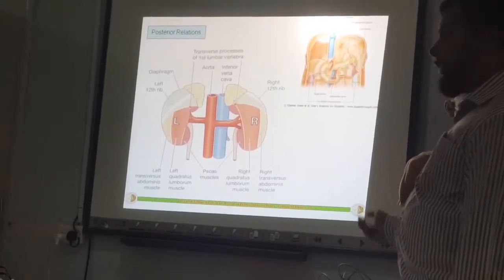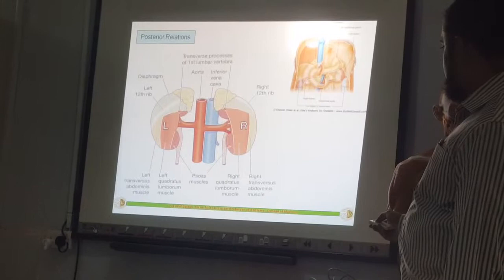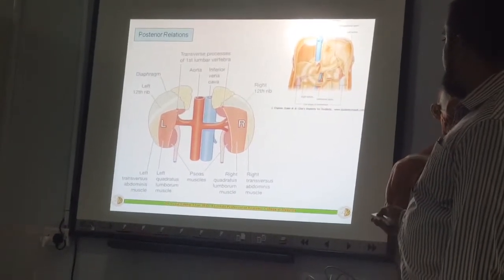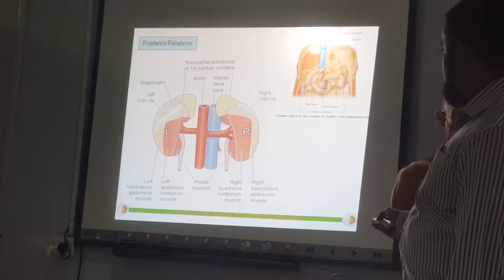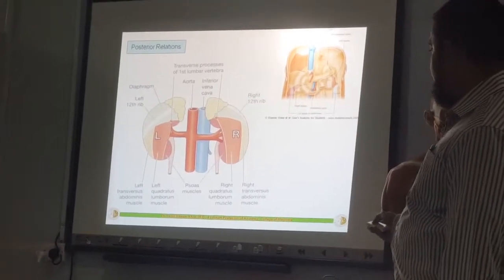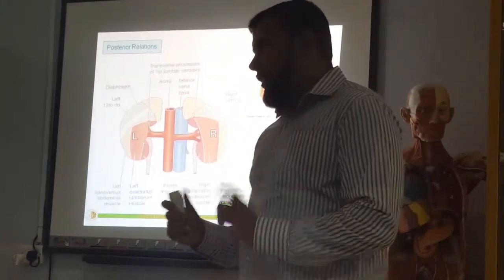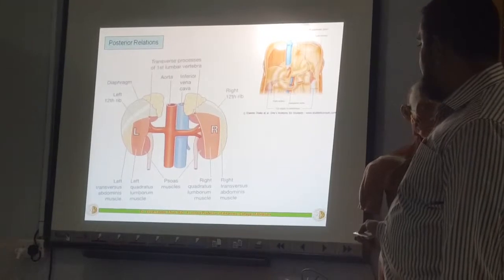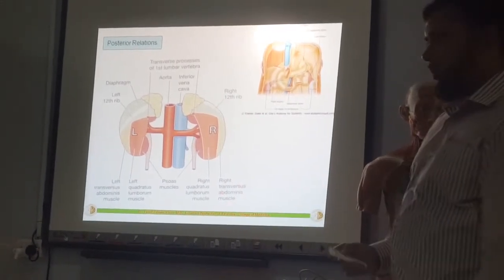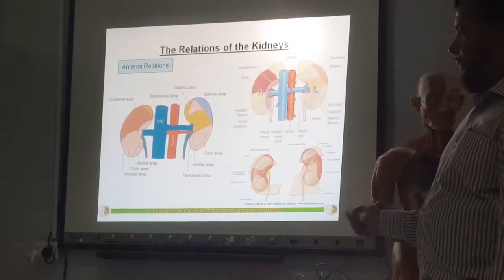Posterior relations are almost similar. It will be mainly the muscles. There are three muscles. One is the psoas major muscle, then we have the quadratus lumborum and the transversus abdominis. These three muscles are the same on the right and left side. The posterior relation is by three muscles: the psoas major, the quadratus lumborum, and the transversus abdominis. It is the same on both sides. Only the anterior relations are different.